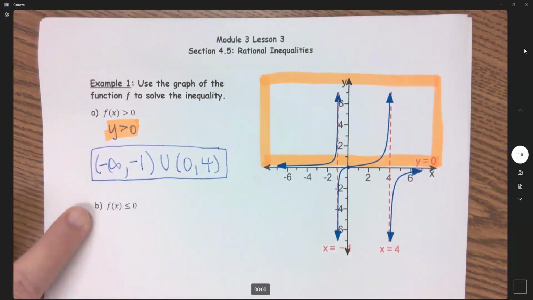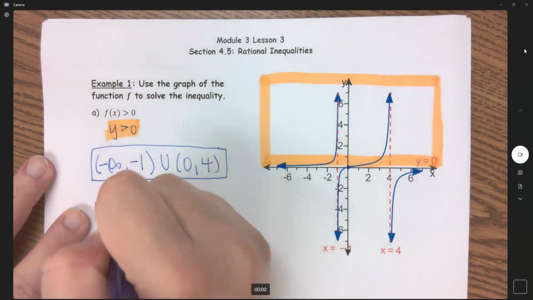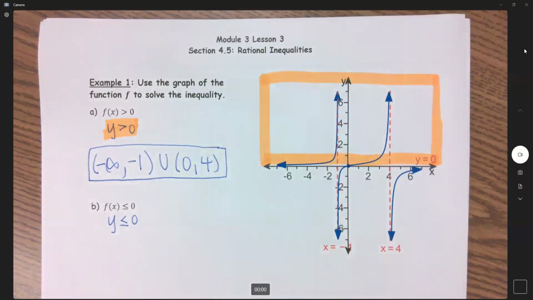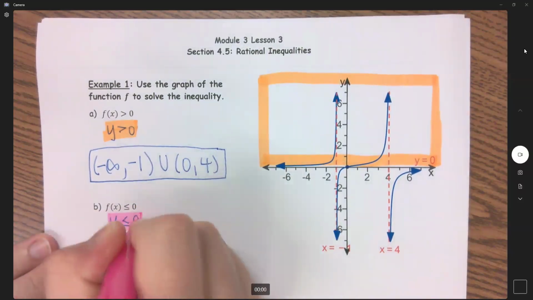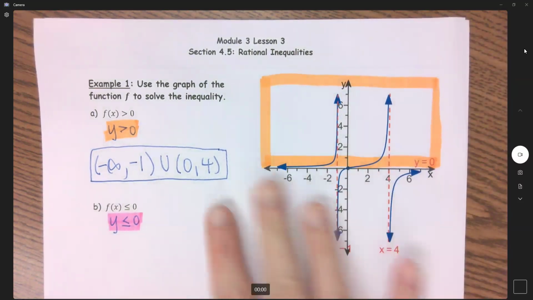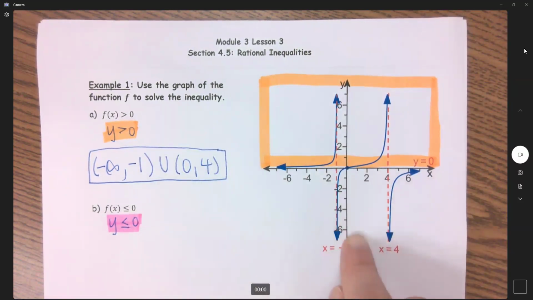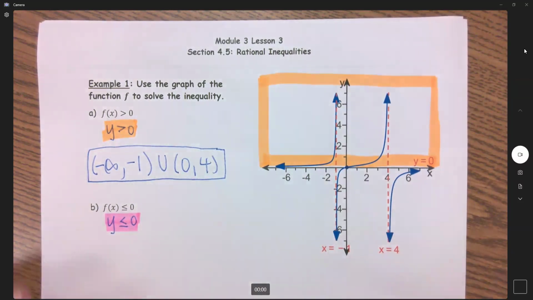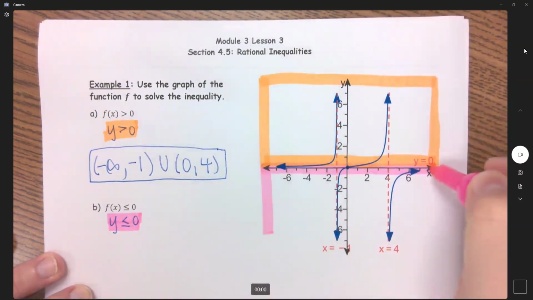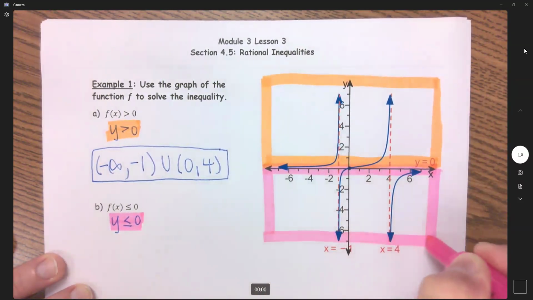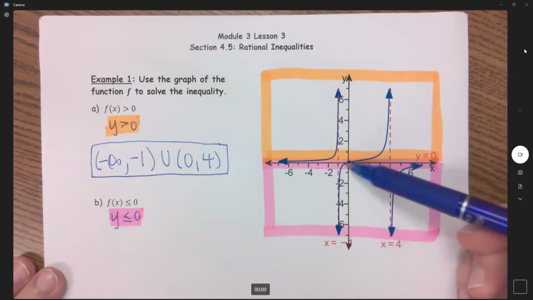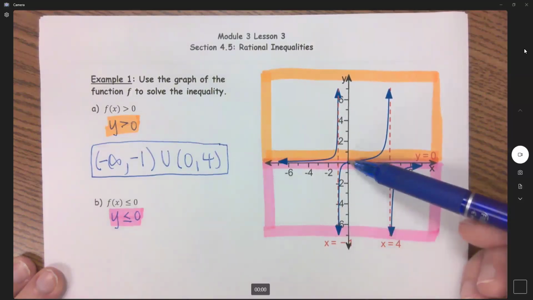Okay, so now B wants to know when f of x is less than or equal to 0. And so that's another way of simply saying when y is less than or equal to 0. So where are my y values less than or equal to 0? Well, they're less than down here because this is where all my negative y values live. And they also equal 0 on this x-axis. We're talking about everything in this portion of my graph. So we have this part right here. We go from -1 to 0.